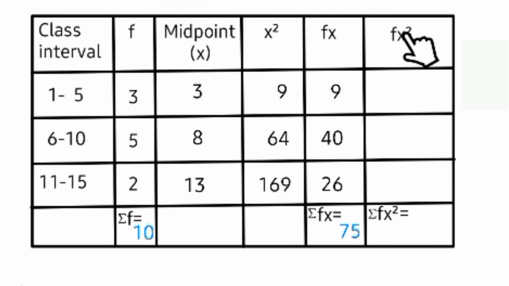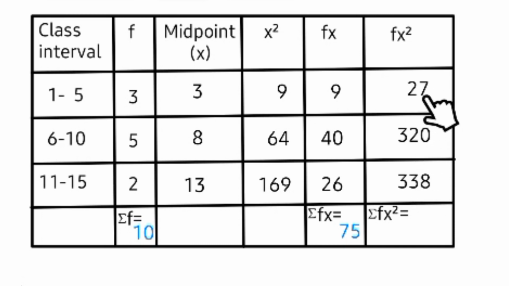Now let's proceed to fx square column. Fx square entails the product of f and x square. So for the first fx square, we have 3 times 9. Next is 5 times 64. Lastly, 2 times 169, 338. Now let's add all these values together. 27 plus this gives this.